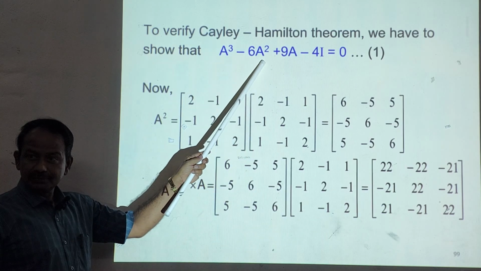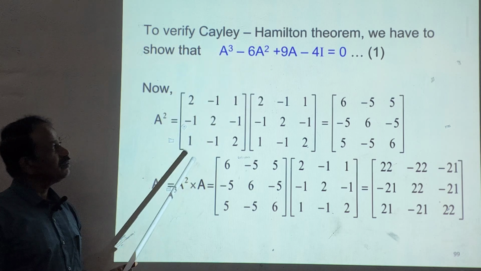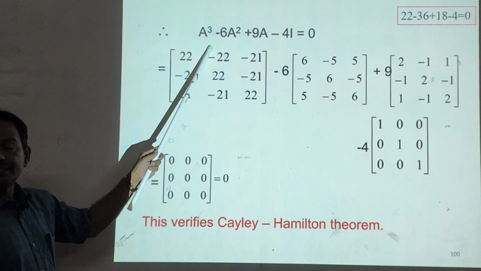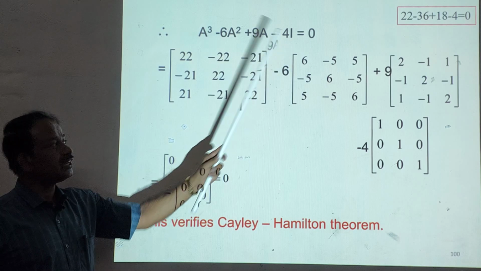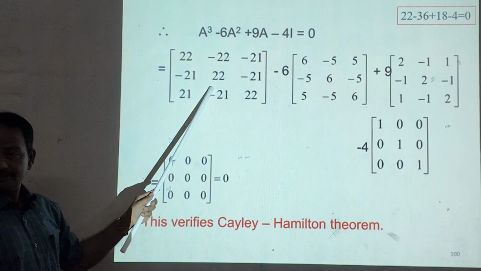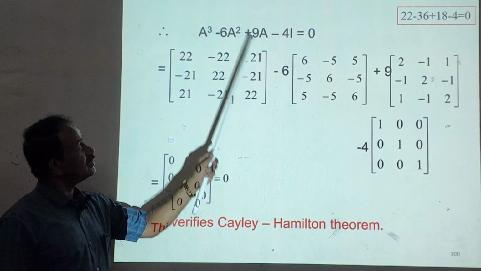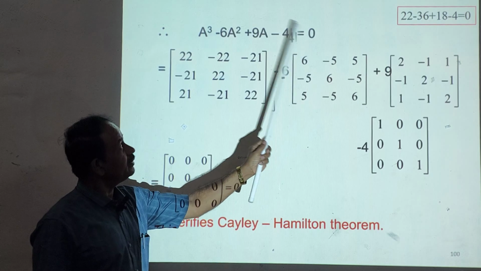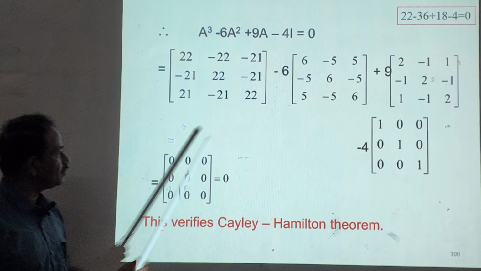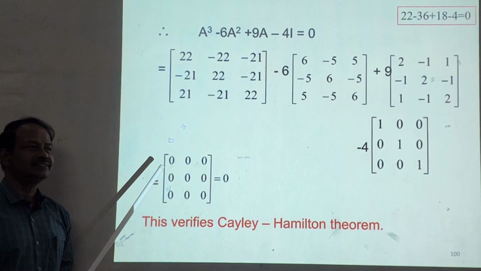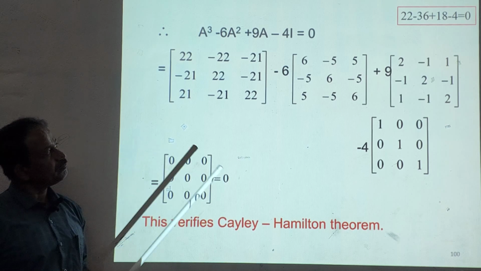A squared we have already found out, A cube also we have found out, and A is already there. We can substitute and find out whether it satisfies or not. So, the characteristic equation is A cube minus 6A squared plus 9A minus 4I equal to 0. A cube is this one, already found out. So, substitute for A cube, minus 6A squared, plus 9A is here, minus 4I. You add all those things and it will give you 0. So, the right hand side is 0. It satisfies its own characteristic equation.